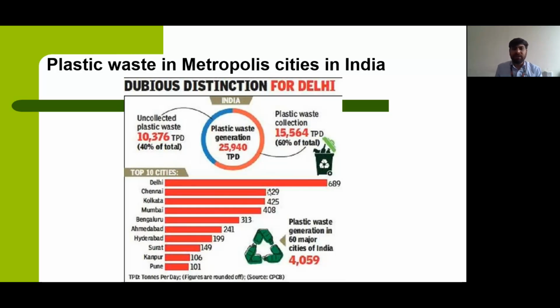Now plastic waste in metropolitan cities in India. We can have a look at this scenario: Delhi is at the top, followed by Chennai, Kolkata, and Mumbai. These figures may be a little bit older, maybe about 2022 or 2023. But you can see that 60% of this plastic waste is collected, and the remaining 40% is not collected and is scattered here and there.